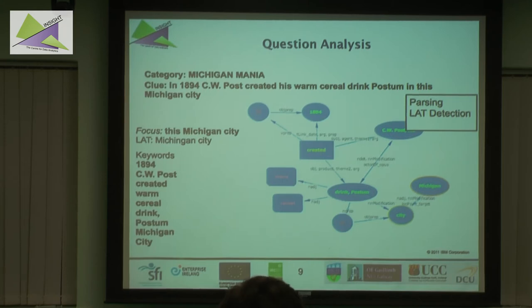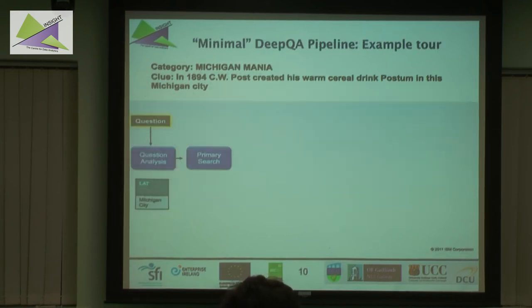In this way, they created the interpretation in the form of a graph. They use many NLP techniques here, like dependency parsing, relation extraction, and some temporal reasoning as well. Based on that, they try to get the lexical answer type. The lexical answer type tells what type of answer we are looking for, and based on that, they determined that in this particular question you are looking for a Michigan city.